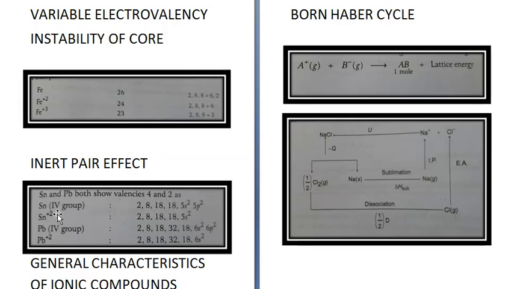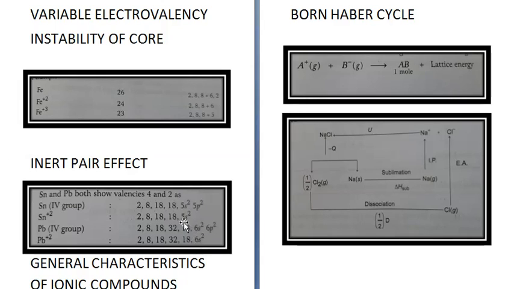The reluctance of s electrons to take part in bond formation is called the inert pair effect, because their octet is complete. An s orbital can have only 2 electrons and there are already 2 present, so this becomes stable and does not take part in bond formation. So this pair of electrons is called the inert pair because it is not taking part in bond formation. Because of this they show variable valency.